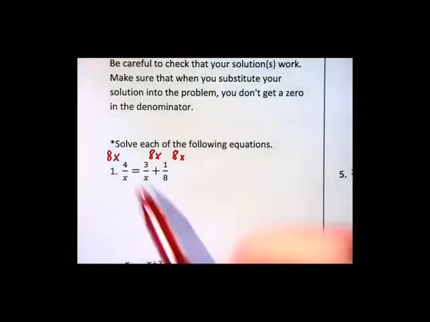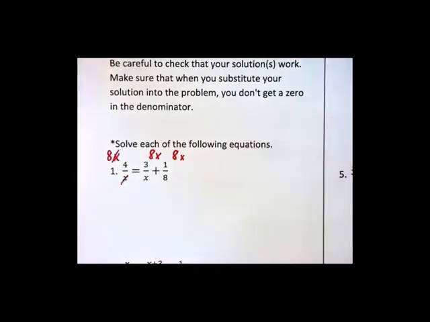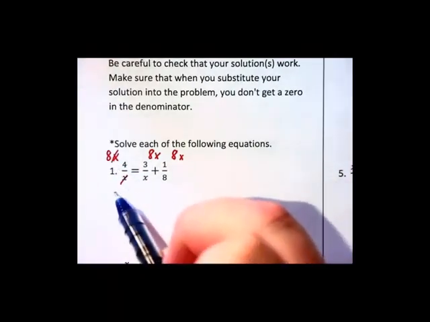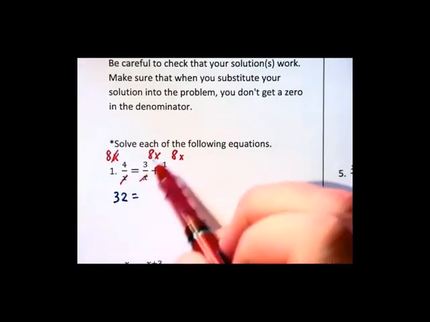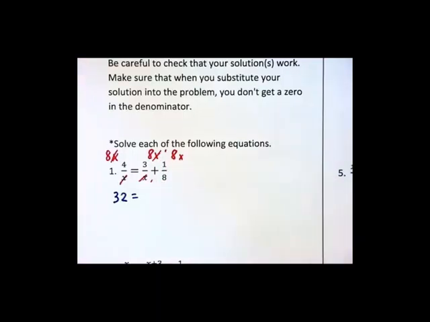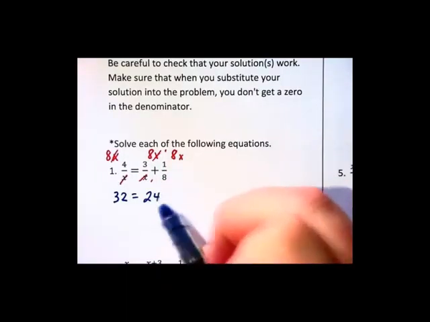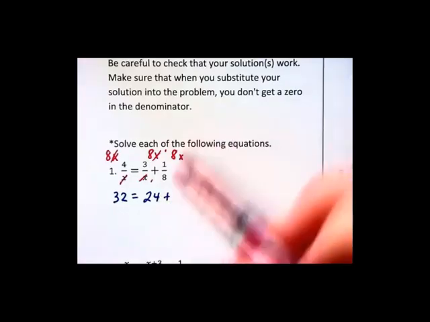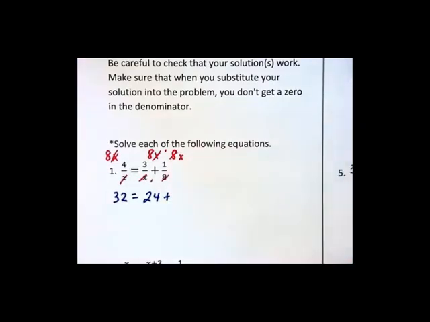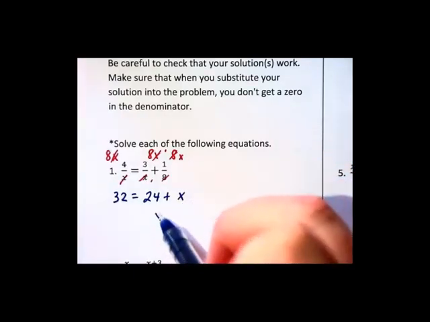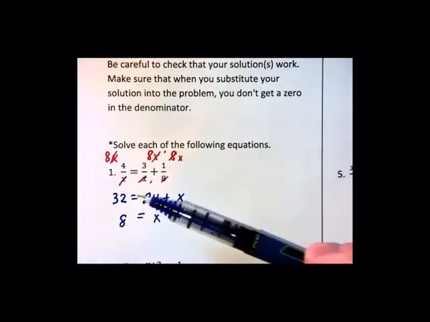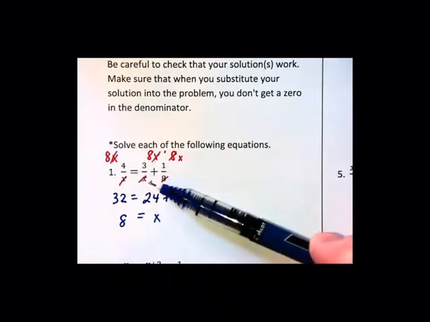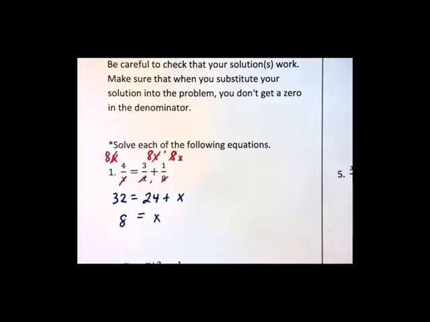Notice in the left the x's are going to cancel in that first fraction, leaving 8 times 4, which is 32. In the center the x's are going to cancel again, leaving 3 times 8, which is 24, plus, and then on the right the 8's are going to cancel, leaving just 1 times x, which is x. Subtracting 24 on each side, we get x equals 8. Notice when we substitute 8 into the original problem, 4 over 8 equals 3 over 8 plus 1 over 8, which is a true statement.